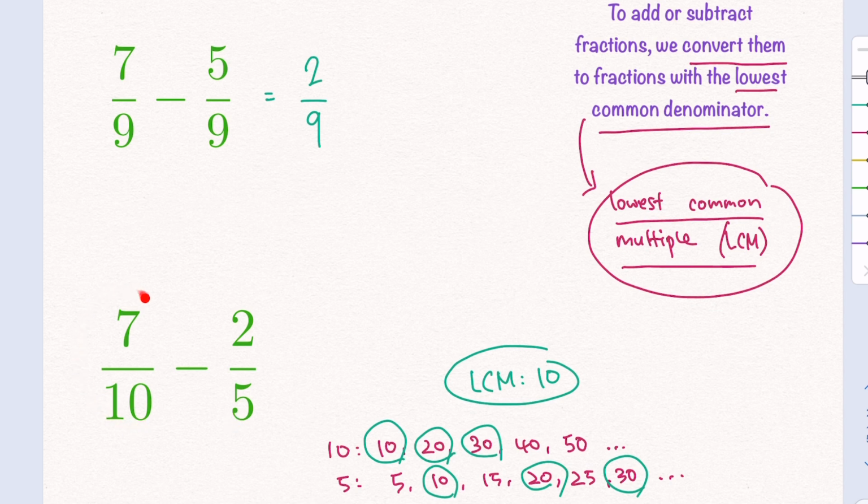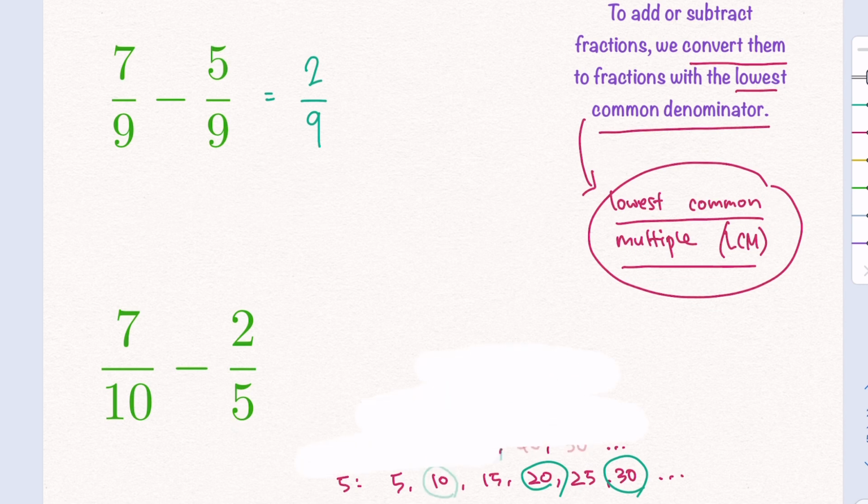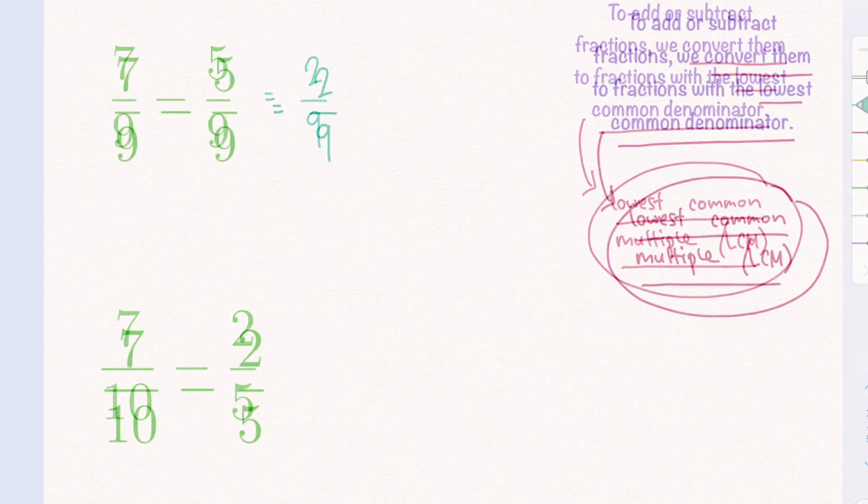The first fraction of 7 over 10 already has a 10, so we can leave it as it is. However, for the second fraction here, we need to convert this 5 to become 10 by multiplying by something. So what should we multiply the 5 by to make it become 10? And the answer is, we need to multiply by 2 to make it become 10. So that is what we will do now.